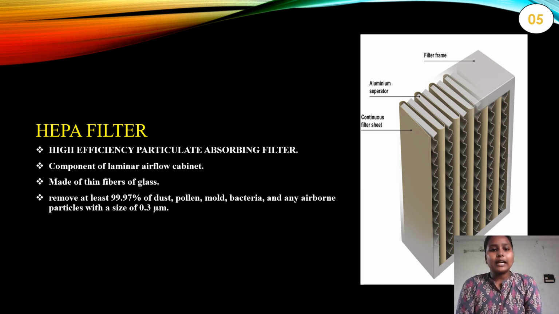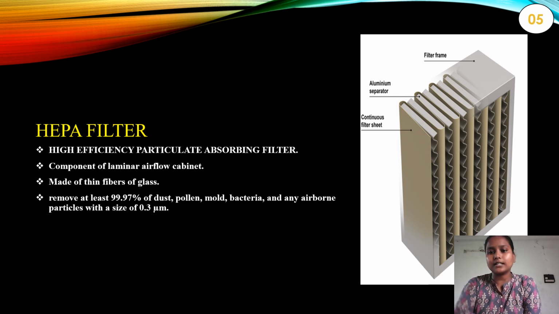So it is high efficiency particulate. That means it removes at least 99.97% of dust, pollen, mold, bacteria, and any airborne particles with a size of 0.3 micrometers and greater. 0.3 micrometers is a very small size and it removes 99.97% of all these particles of size 0.3 micrometers and more. The HEPA filter consists of a filter frame, aluminum separator, and continuous filter sheets. These continuous filter sheets help in trapping airborne particles continuously.